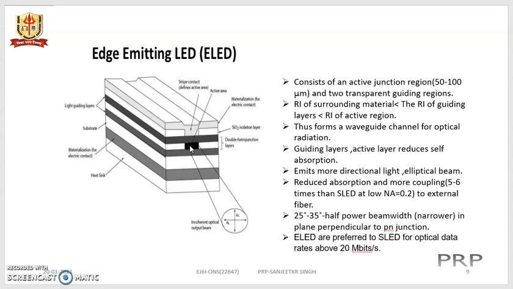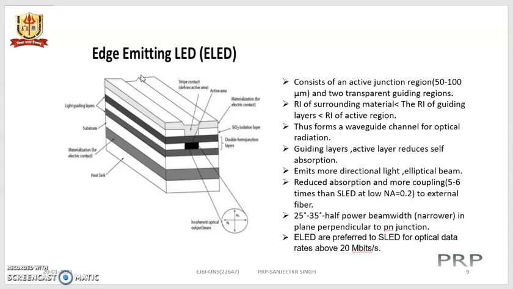So from the active site, radiation is coming out in the plane perpendicular to this site, and it is an elliptical beam that is coming out. This guiding layer and the active layer reduce self absorption within the material, and more light output is coupled into the optical fiber. So with reduced absorption and more coupling, it is 5 to 6 times that of the surface emitter LED at a lower numerical aperture to external fiber can be coupled.